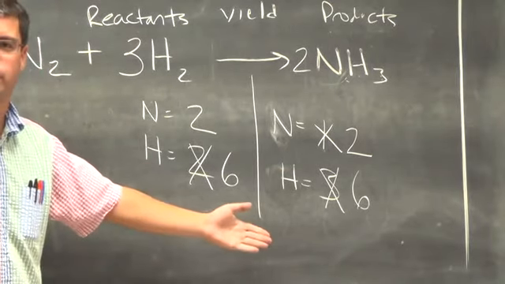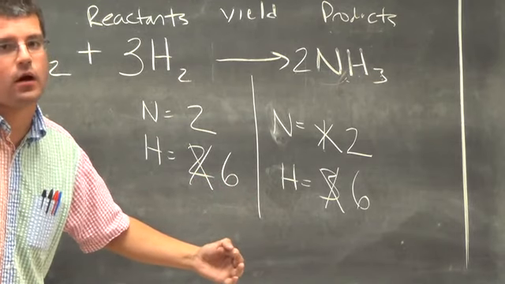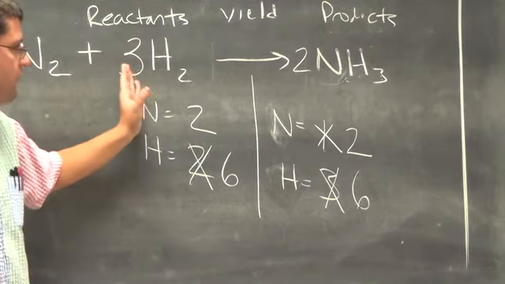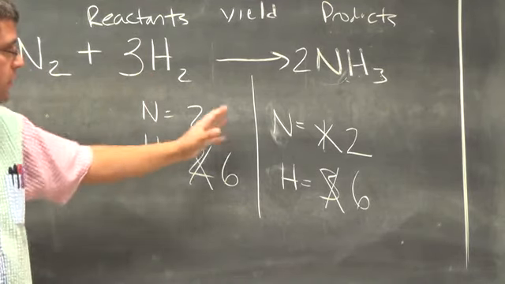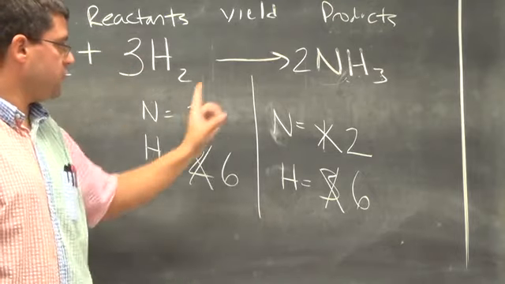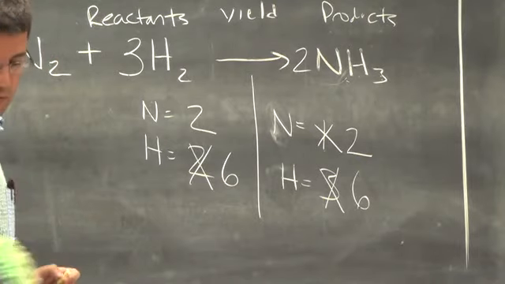It's balanced. You can't add a subscript. You can only add a coefficient. Okay? Keep that in mind. The coefficient affects everything in that compound. There's your answer. Blank. No coefficient here. 3, 2. See how nice that looks? Okay, that's the first one. Let's do the second one.